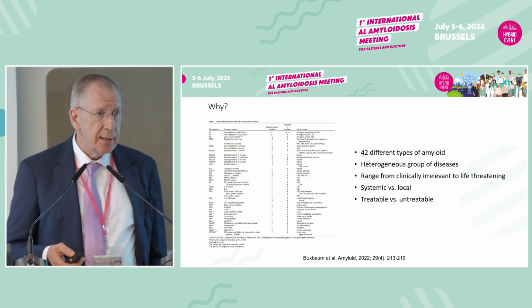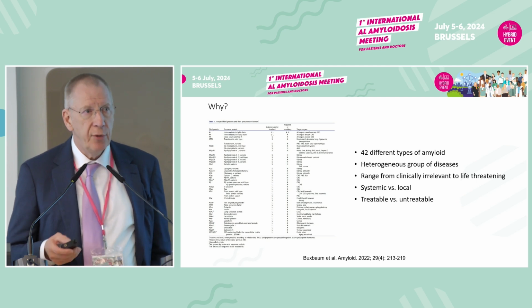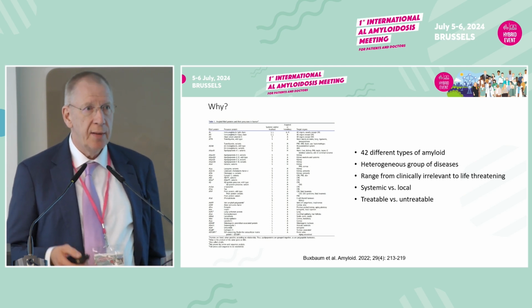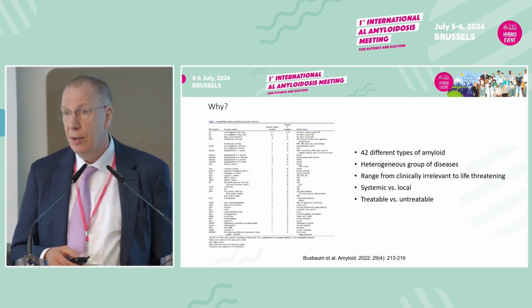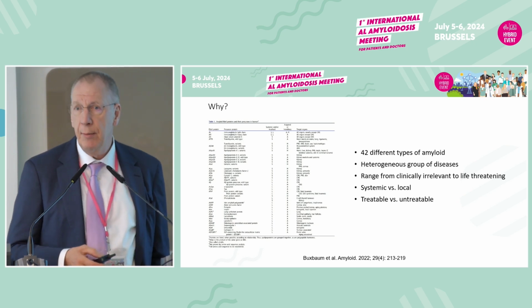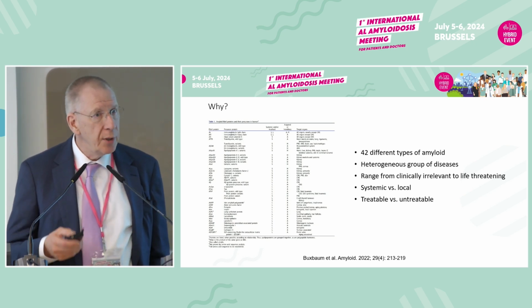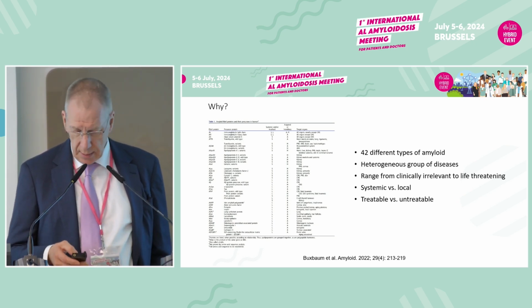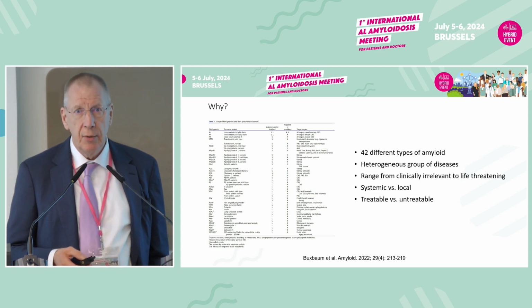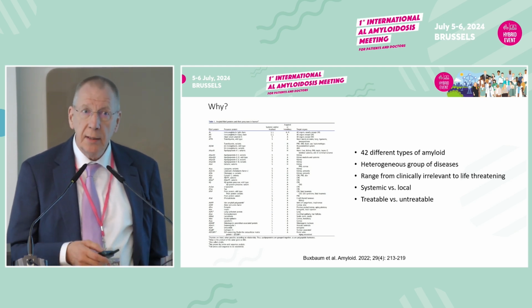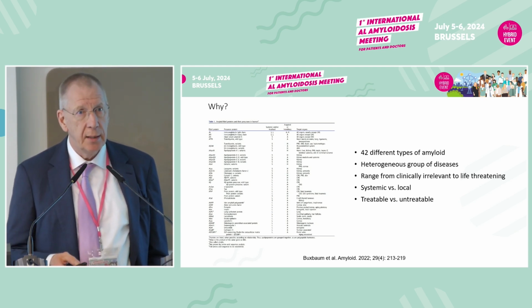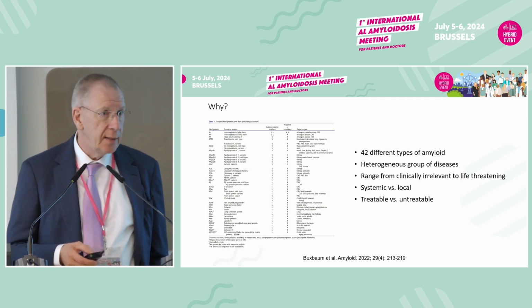We have treatable diseases, such as AL amyloidosis, but we also have untreatable forms of amyloidosis, but this is not the topic of this conference today. There are some forms of amyloid for which we currently do not have any treatment. That just needs to be mentioned. So it matters not only to diagnose amyloid, but also to classify it. It's a sine qua non now in 2024.